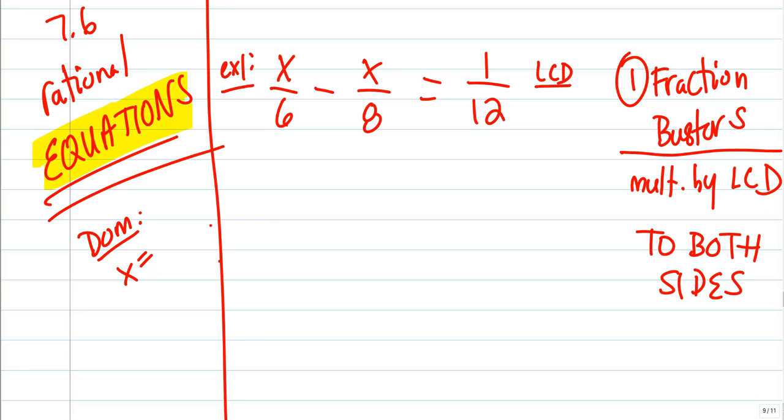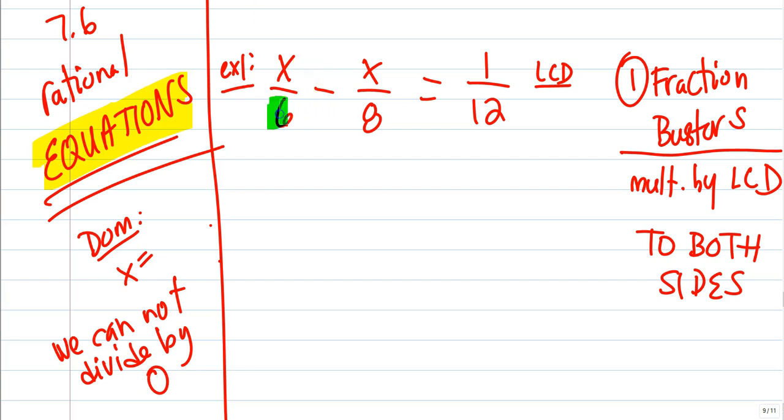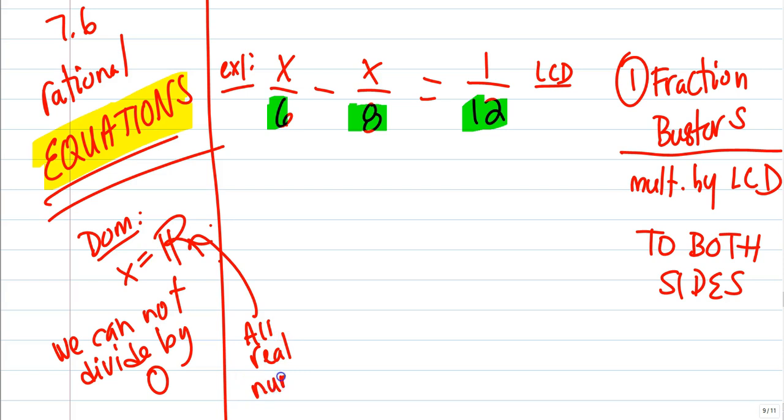So 7.6, we're going to be looking at rational equations. One of the things to keep in mind is the domain. So when we solve for x, verify we cannot divide by 0. If there's any x's in the denominator, we basically have to take that denominator and set it equal to 0, find out what puts a 0 in the denominator. In this situation, there is no restrictions, so our domain would be all real numbers. That's just a symbol that stands for all real numbers. Okay?